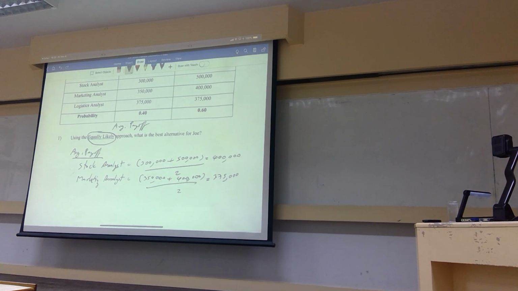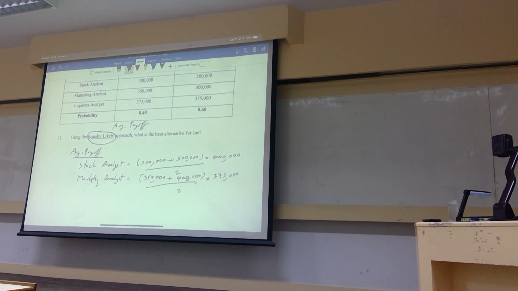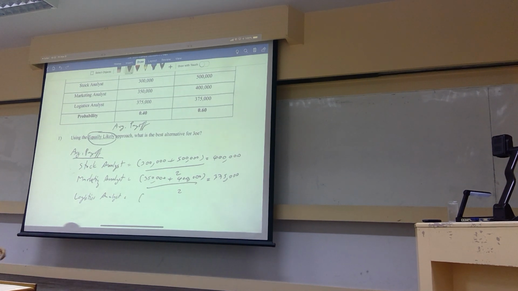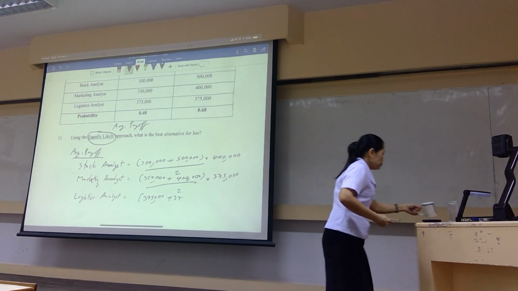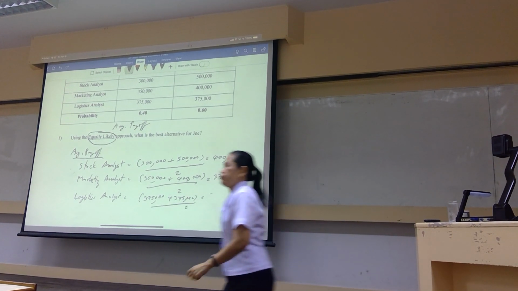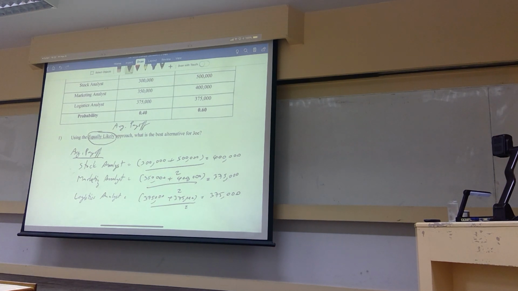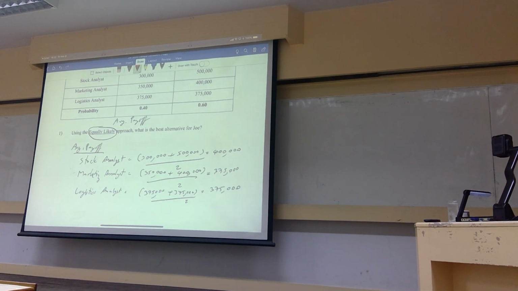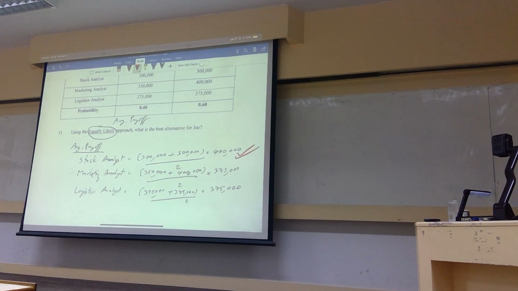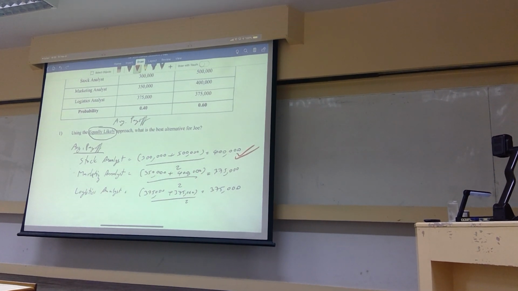And the last one, the logistics analysis. Since we have 375 for all, we're going to have 375. So in this case, we can see that we calculate the average payoff for all alternatives, and then we select the alternative that provides the highest average payoff. In this case, we select the stock analysis because it provides the highest average payoff.